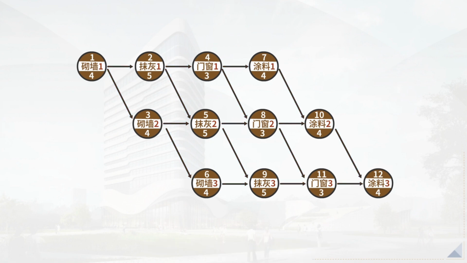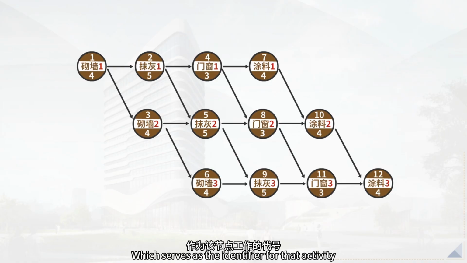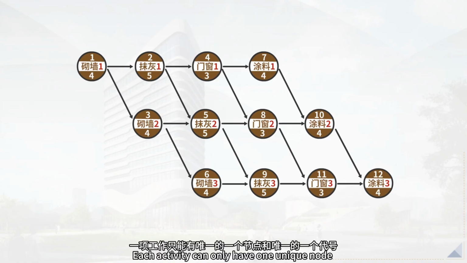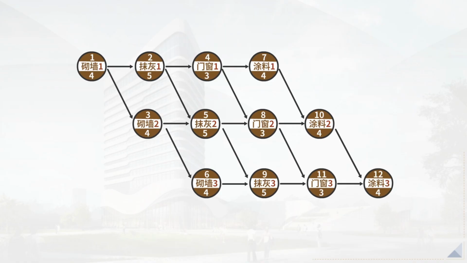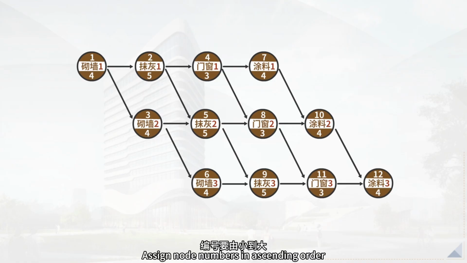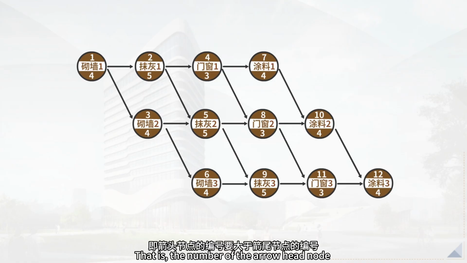Third, numbering. Each node must have a number, which serves as the identifier for that activity. Each activity can only have one unique node and one unique identifier. Duplicate numbers are prohibited. Assign node numbers in ascending order. That is, the number of the arrowhead node must be greater than that of the arrow tail.